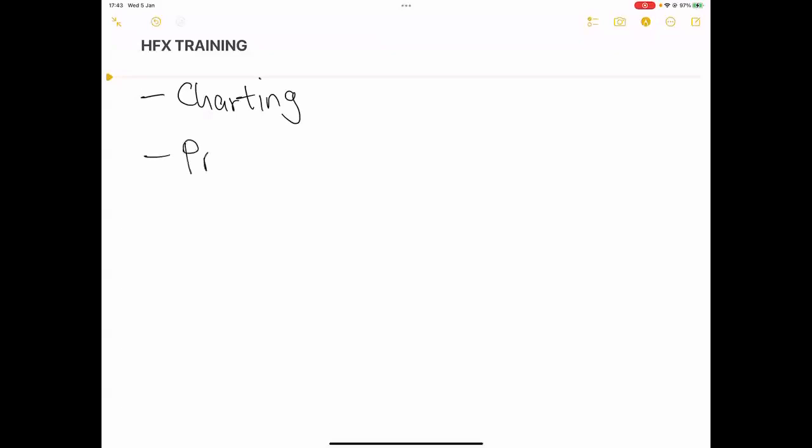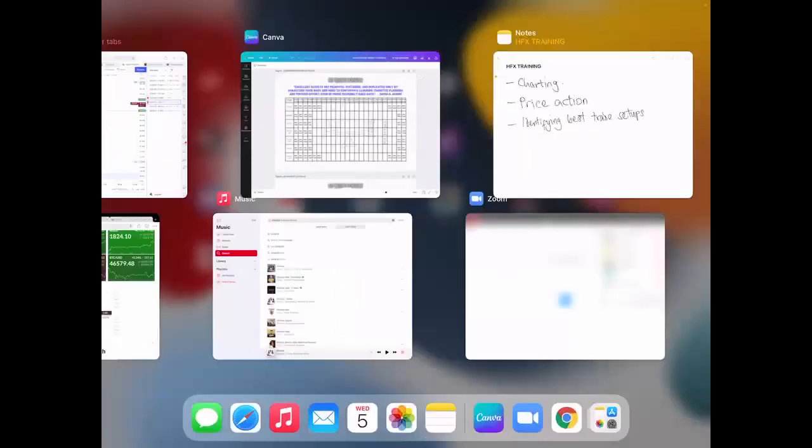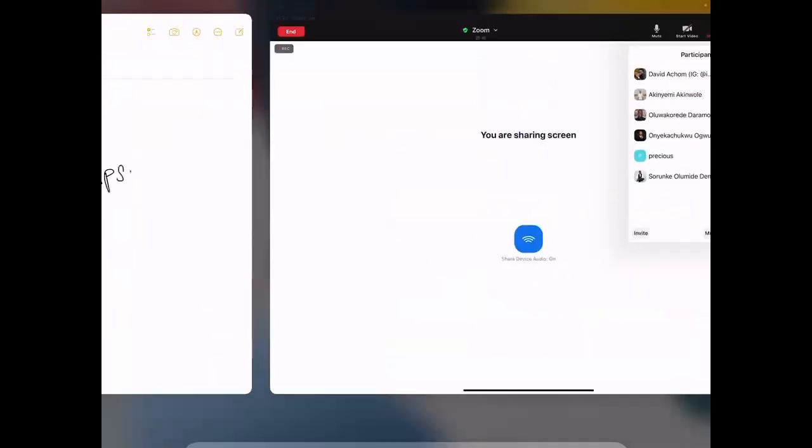Price action. These are the only things I'll teach. However, during the class, we'll be able to touch on other things too.